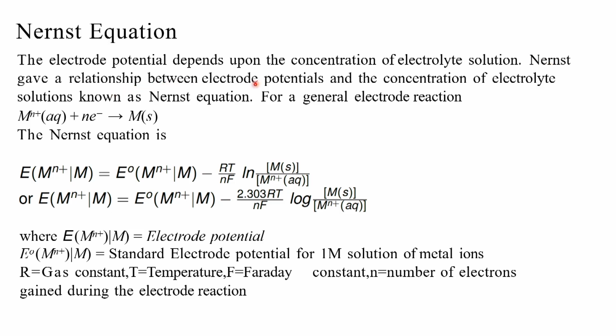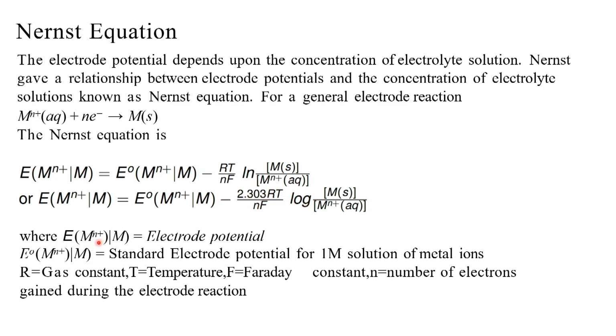Nernst gave a relationship between electrode potentials and the concentration of electrolyte solution, known as the Nernst equation. For a general electrode reaction, Mn+ in aqueous solution plus ne⁻ gives M(s), the Nernst equation is E(Mn+/M) = E°(Mn+/M) minus RT/nF ln [concentration of products]/[concentration of reactant]. Or we can write, multiplying ln by 2.303, it becomes log here.